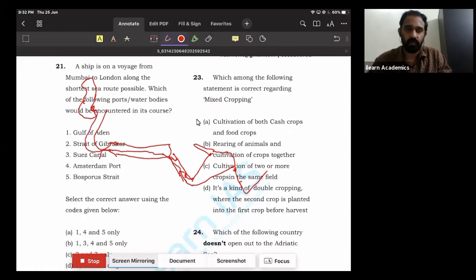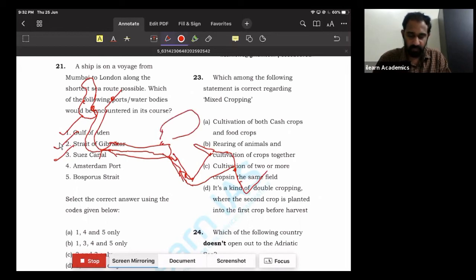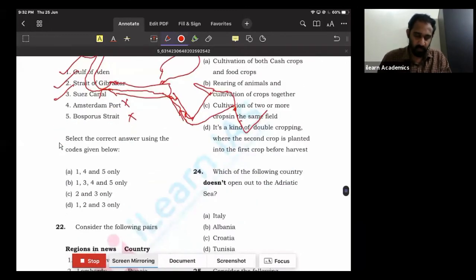Okay, so let us look at the options. The options say Gulf of Aden, which will be there, Strait of Gibraltar, which will be there, Suez Canal, which will be there. Amsterdam Port, no, it is located here, slightly north of London Port. Then another, Bosphorus Strait. Bosphorus Strait is a strait which connects the Mediterranean Sea with the Black Sea. So you can eliminate these two. Answer is 1, 2, and 3 only.